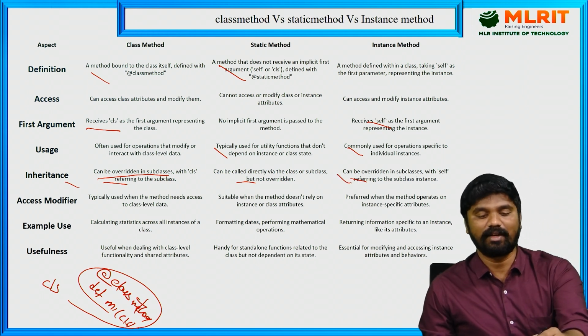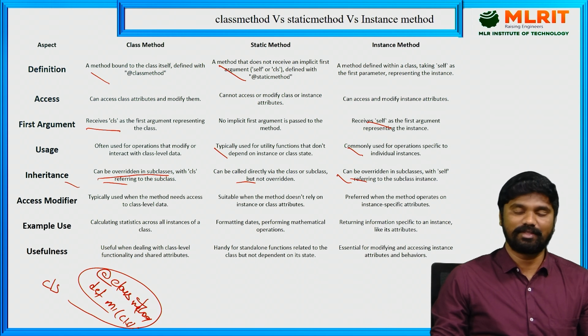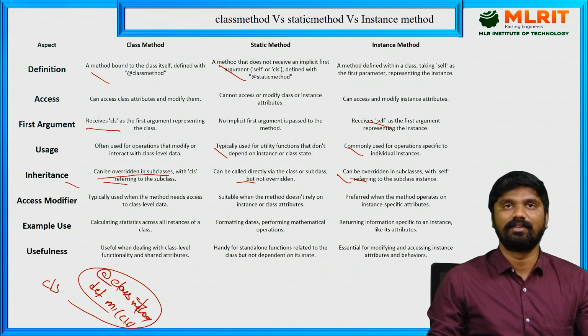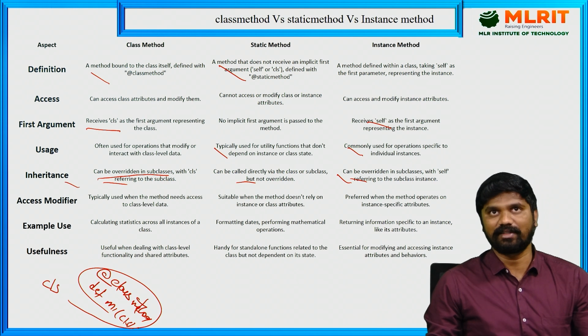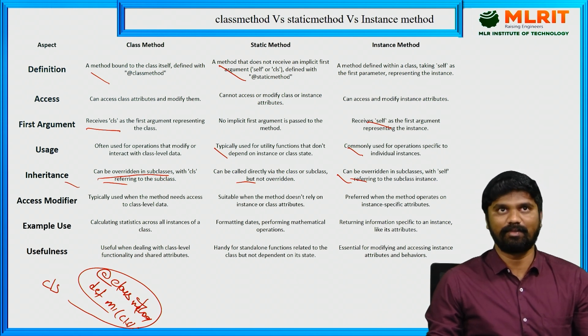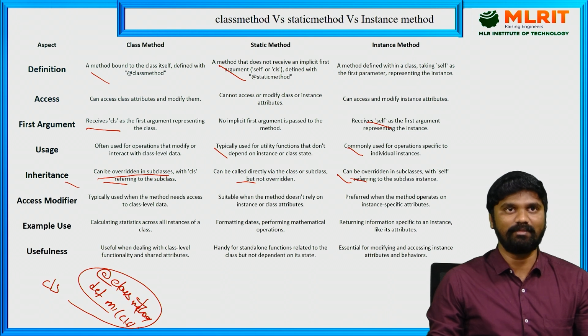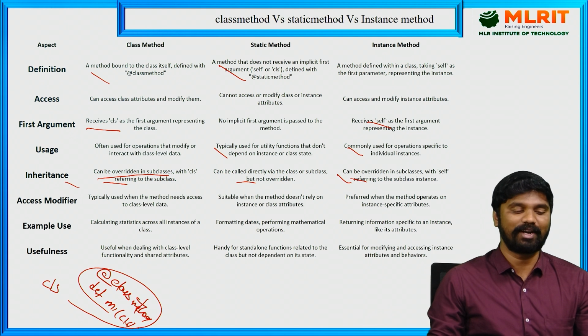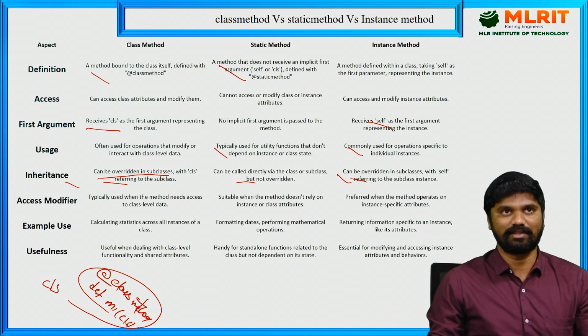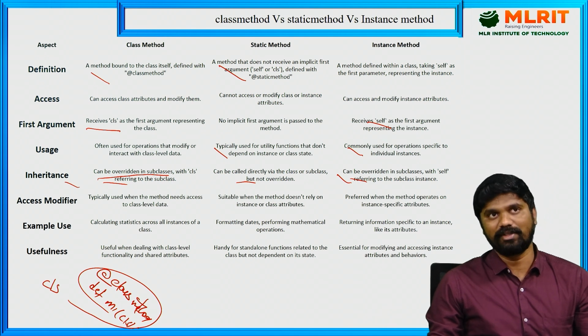Next, coming to the instance method, yes, we can override the instance method in child classes, as well as access the instance method in the child class. That is the thing. So the static method is the only one which cannot be overridden in the child class. Override means that the parent class functionality, our parent class logic, can be overridden by using the child class.